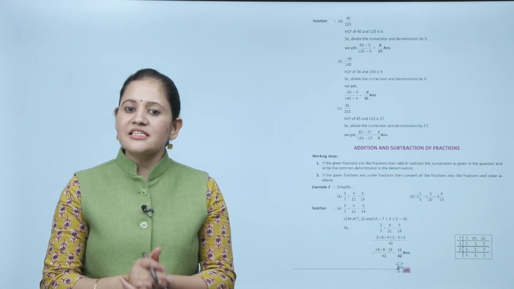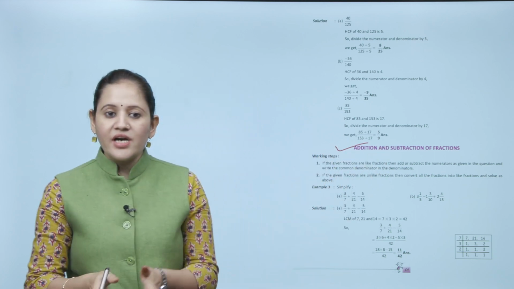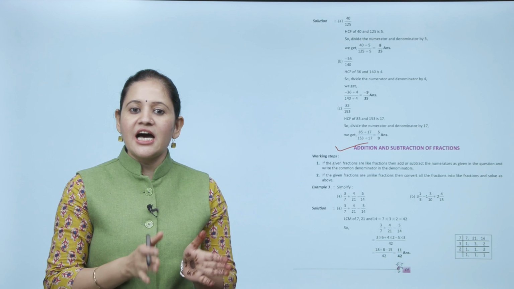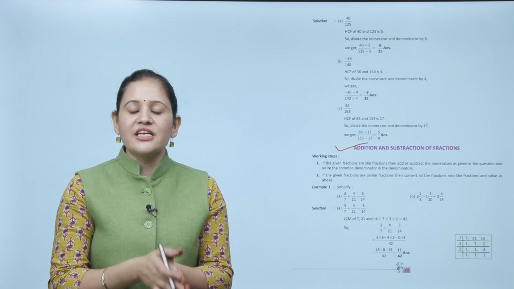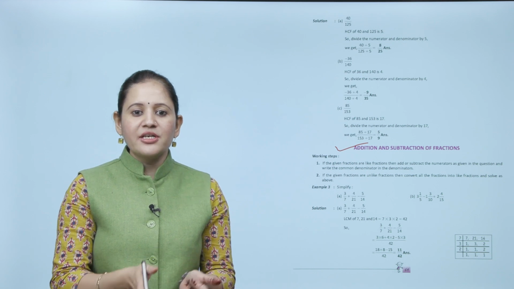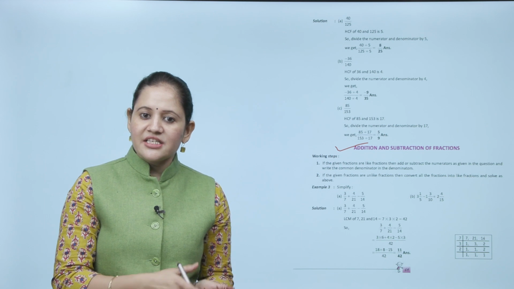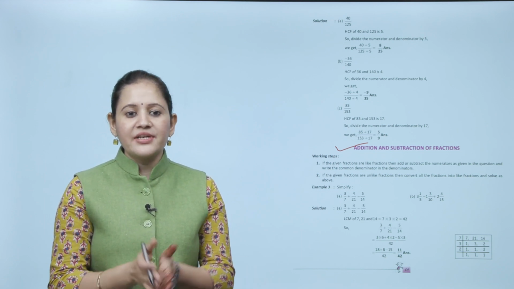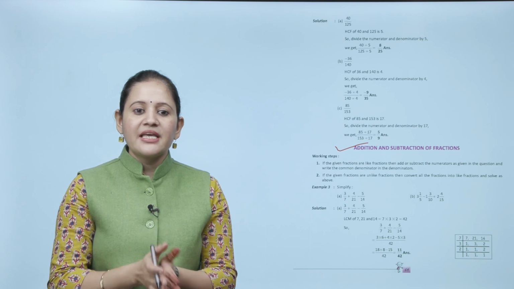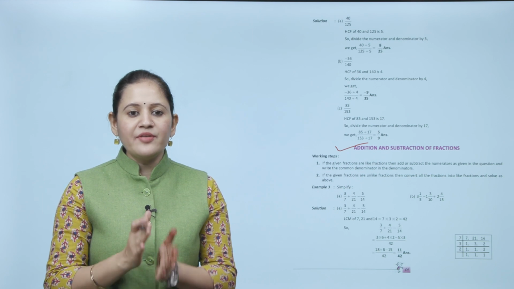Next is addition and subtraction of fractions. Working step: if the given fractions are like fractions, then add or subtract the numerators as given in the question and write the common denominator in the denominator. If the given fractions are unlike fractions, then convert all the fractions into like fractions and solve as above. We'll take an example. Simplify 3 upon 7 plus 4 upon 21 minus 5 upon 14.